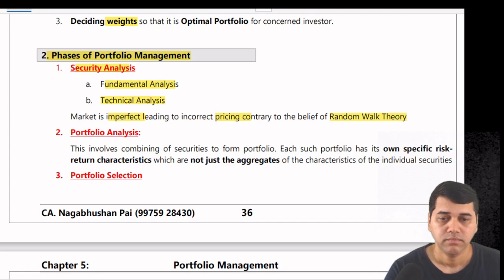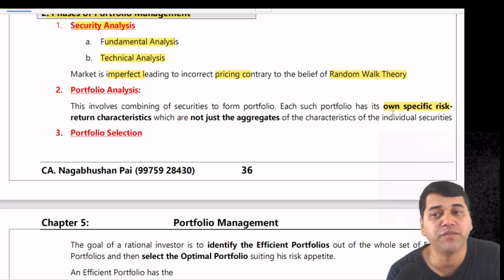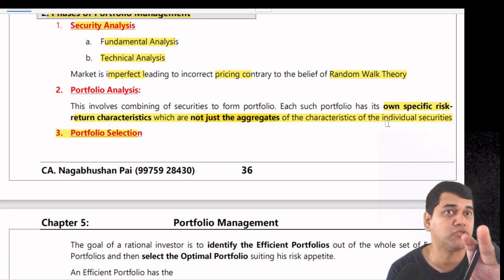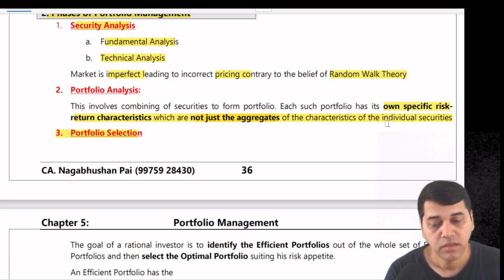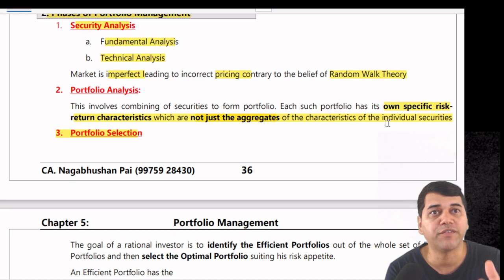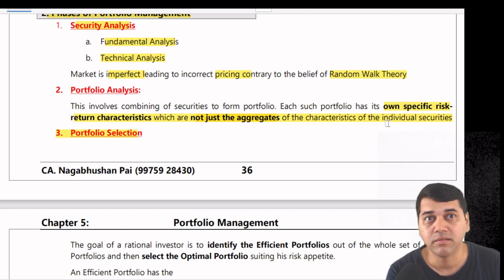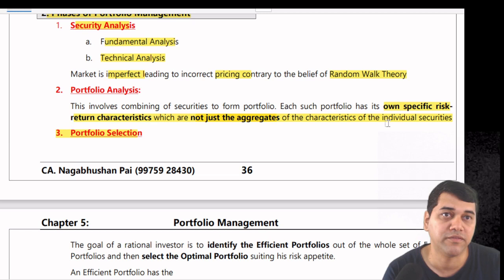Next, portfolio analysis. This involves combining securities to form the portfolio. Such a portfolio has its own specific risk and return characteristics, which are not aggregates of the characteristics of the individual securities. Understand, student, one rule of life, a rule of nature: what behaves in a smaller way need not behave the same way when it is larger. One person may talk very confidently in front of 10 people, but in front of 10,000 people, he may behave totally differently. You may confidently prepare tea for 10 people, but when it comes to preparing tea for 1,000 people, you may not be capable enough.